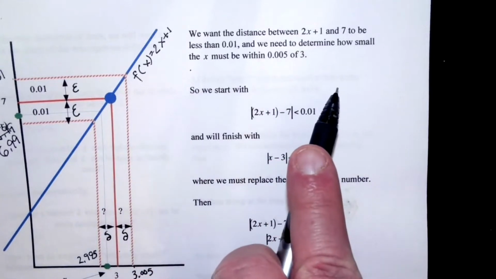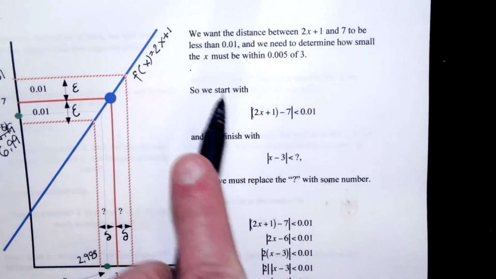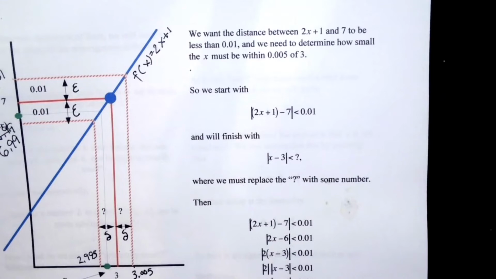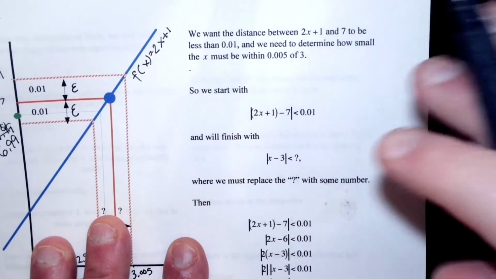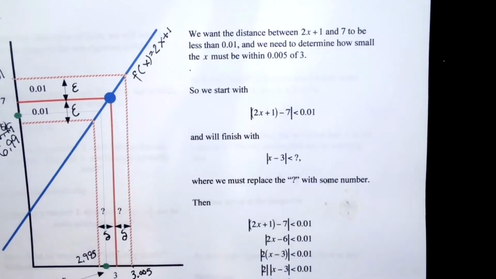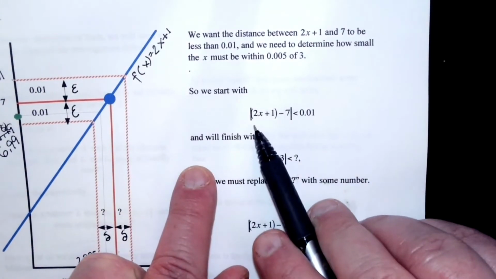To 3, we must choose. I don't really know what that part of the sentence is trying to say, so we'll just skip that. So what we need to do is we need to start with this expression.